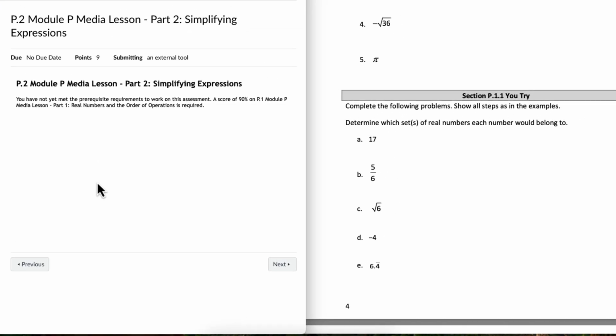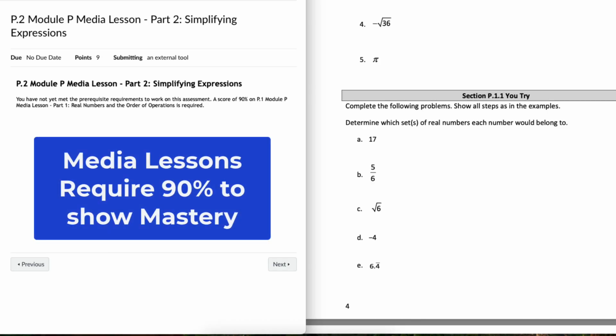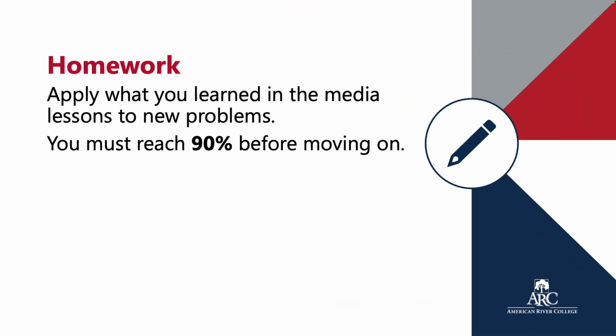Currently, the second lesson is locked because I have not yet scored 90% on the first media lesson. Since we use a mastery-based learning model, you will need to get 90% on most assignments before you can proceed to the next one. After you complete all of the media lessons and submit your workbook pages, you'll be ready to move on to the homework assignment. The homework assignment is where you will apply what you learned in the media lesson to new problems. You must reach a 90% before moving on.